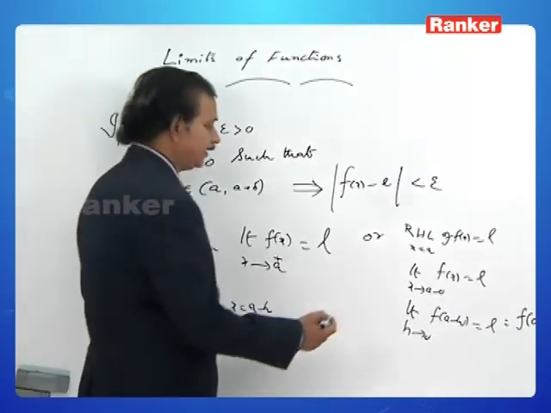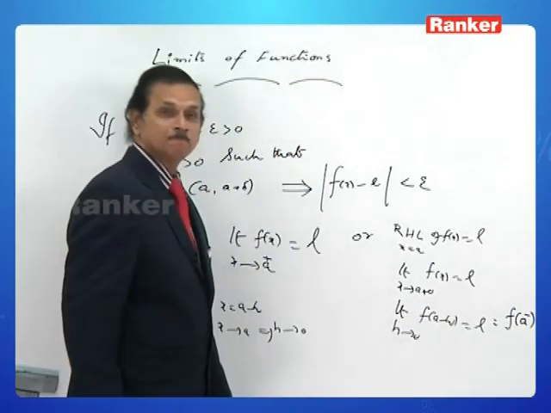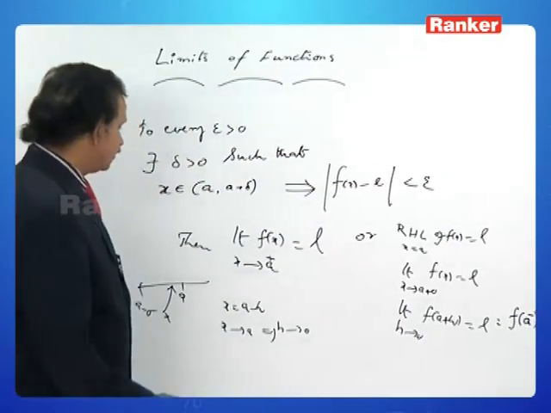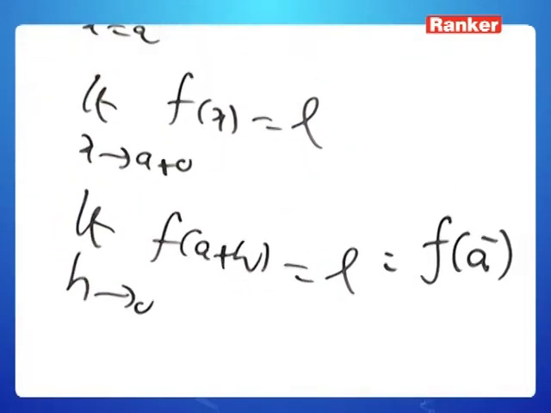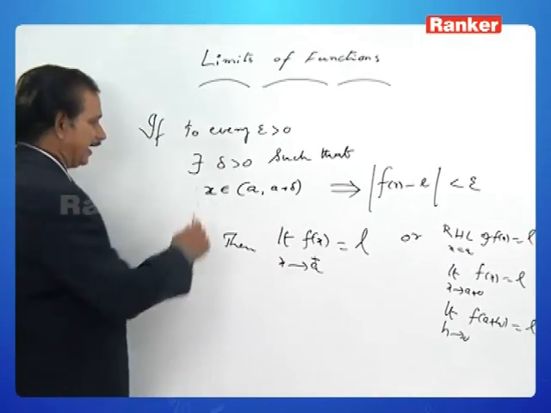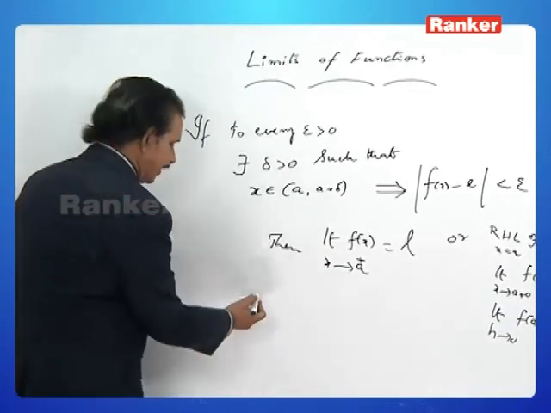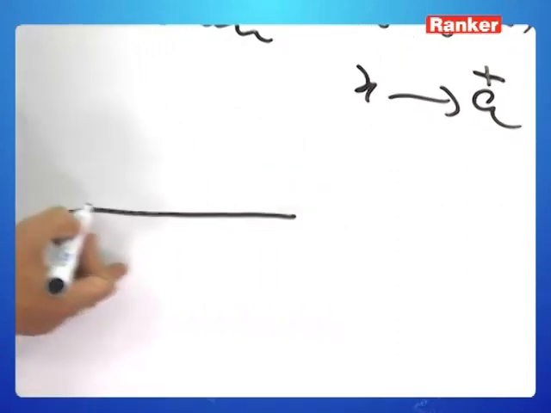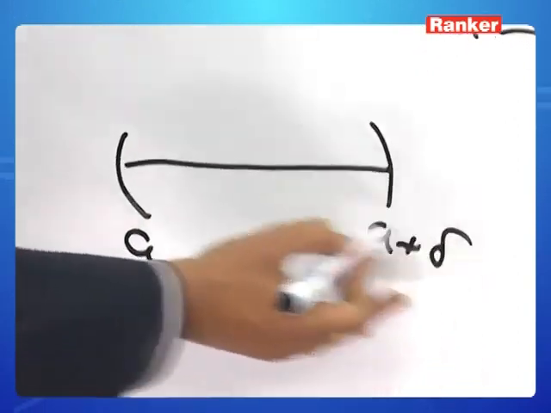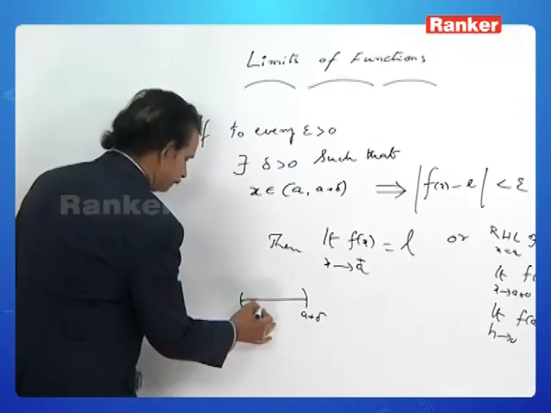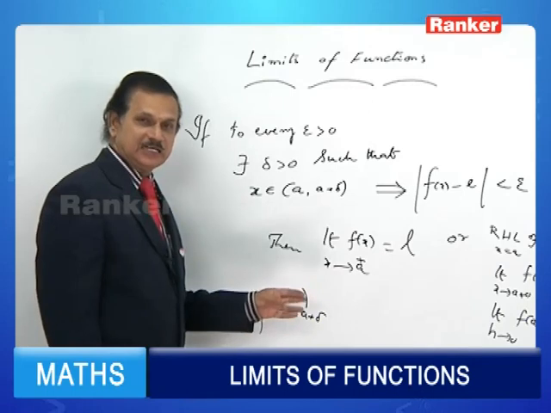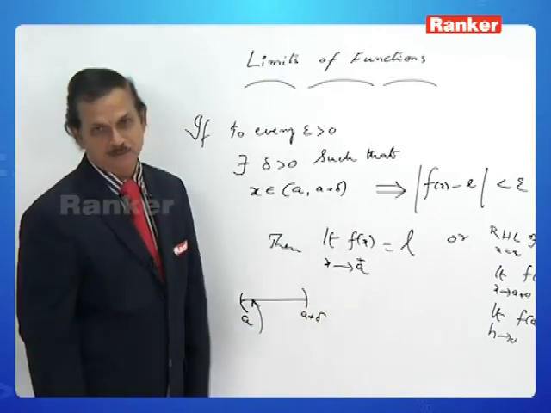Similarly, as you could explain for a minus h, you can explain for a plus h also. How? Let us see. Where does x lie? In the open interval a to a plus delta, that is the right neighborhood of a, that is a to a plus delta.